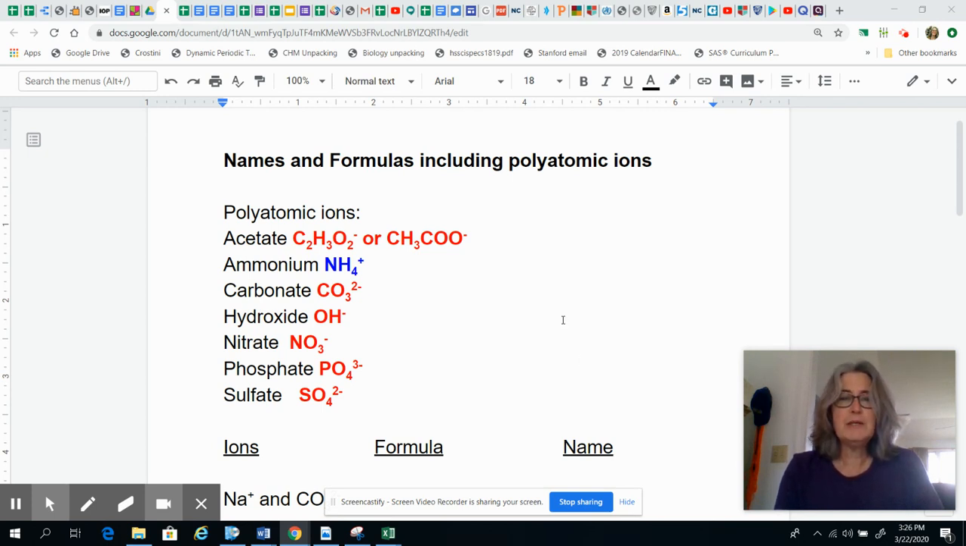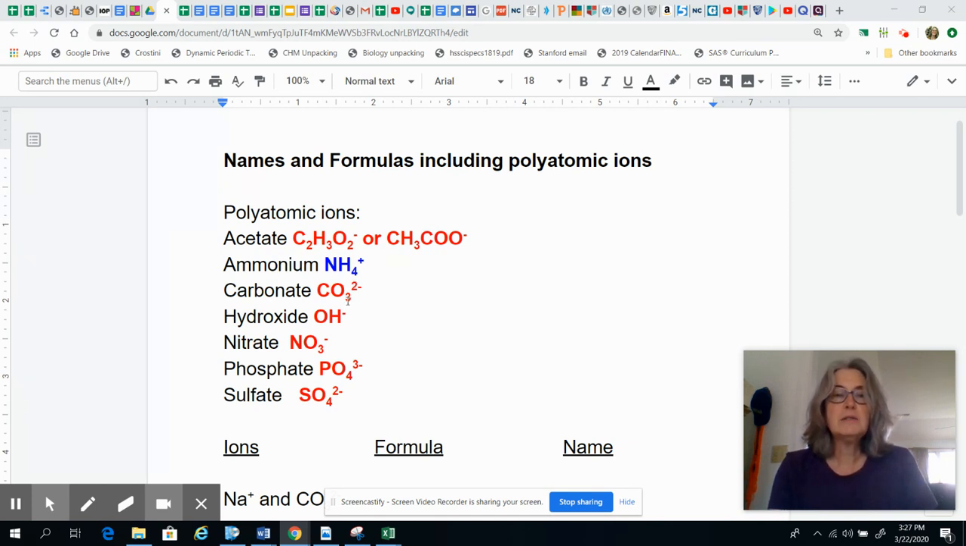A couple of pitfalls people get into: don't mix up the subscript and the charge. For example, ammonium, NH4. That 4 means there are 4 hydrogens in the ion. The charge, this little plus, is by itself, so it's 1 plus or +1. Carbonate, CO3, means it's got 1 carbon and 3 oxygens. 2 minus is the charge. So when we write the ion, we're going to write the carbon, the oxygen, and the 3, showing there are 3 oxygens. We're not going to write the charge.